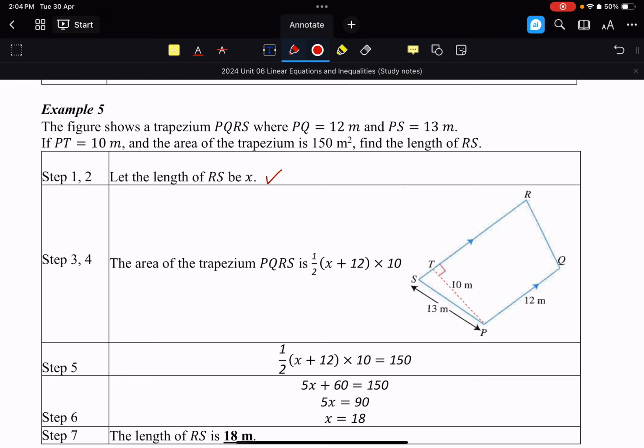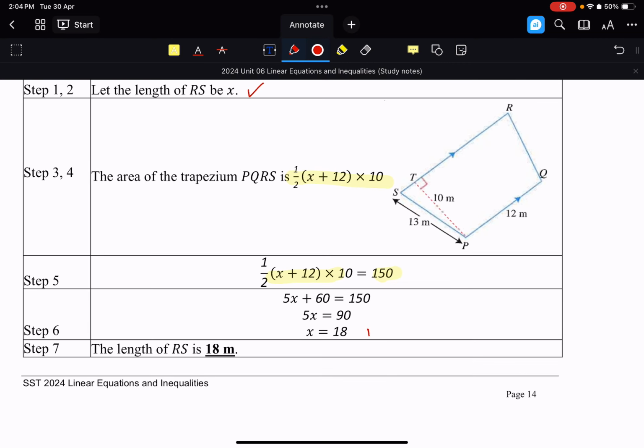So from here, we apply the area of the trapezium, which is this, with the unknown inside there, right? So this is the area, and the question tells us that the area is equal to 150. So once we form our equation, we can go ahead and apply what we can to find the value of 18. Now please remember once again that the question did not ask us to find the value of x. The question asked us to find the length of RS. So we need to write the final answer to answer the word problem accordingly. Okay, so this is what we need to take note of when we are dealing with word problems using algebra, right? So with this, go on and try the next few questions.